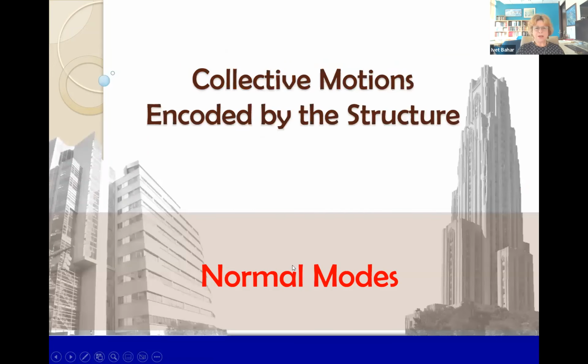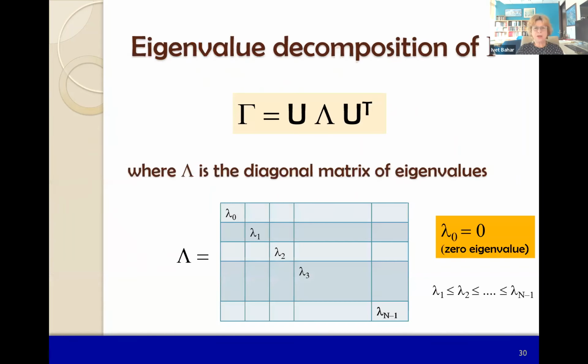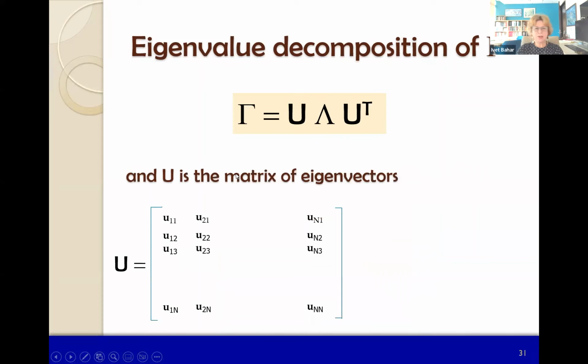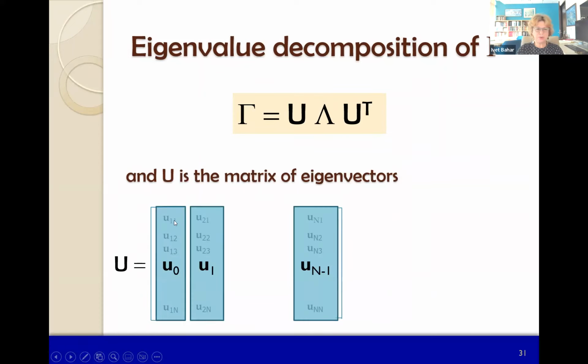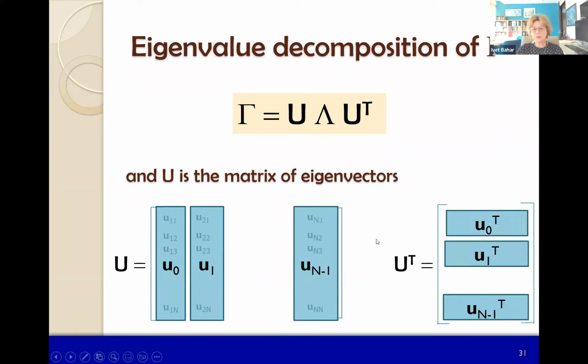Okay. Now, an important advantage of the elastic network models is to evaluate the normal modes of motions. And this is done by eigenvalue decomposition of the Kirchhoff matrix, where you can rewrite the Kirchhoff as a product of the matrix of eigenvectors, the eigenvalues, a diagonal matrix, and the transpose of this matrix. This is the matrix of eigenvectors, where you have each eigenvector written as a column, and its transpose would be each eigenvector written as a row.